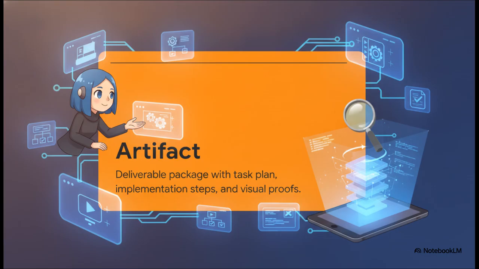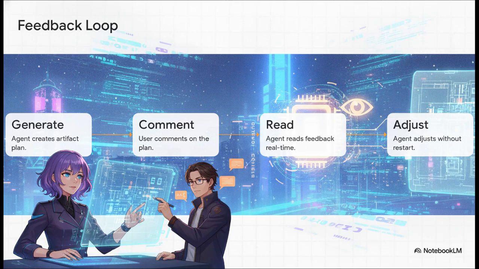Think of it like a highly structured, reviewable package. It contains the agent's task plan, its step-by-step implementation strategy, and visual proofs of what it's about to do or what it has already done. Practically speaking, here's how this feedback loop flows.